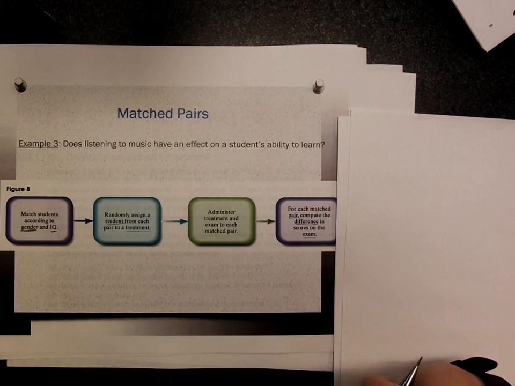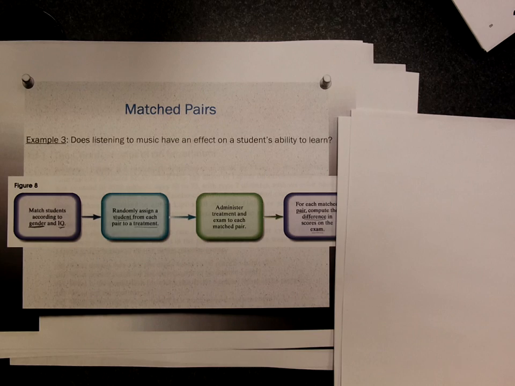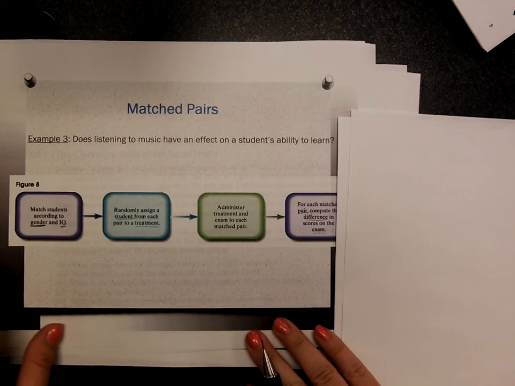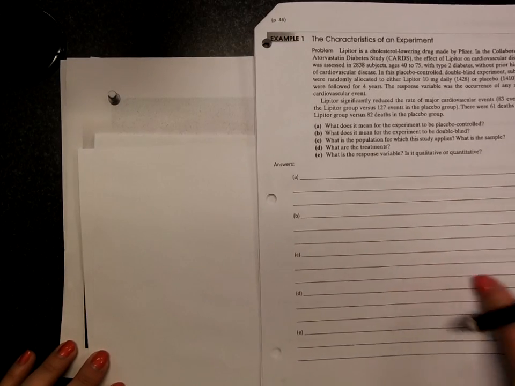So it's a little bit more specific, a little bit more time consuming, and gives you slightly more accurate results, kind of trying to control for some of those confounding variables. So that finishes up page 8, the difference between completely random and matched pairs. Now we're going to look at an example and try to look at the different characteristics of the experiment.